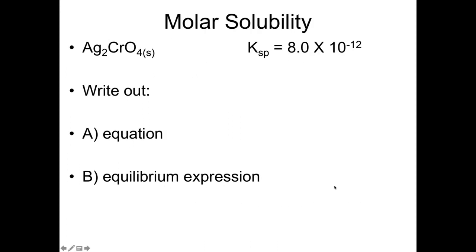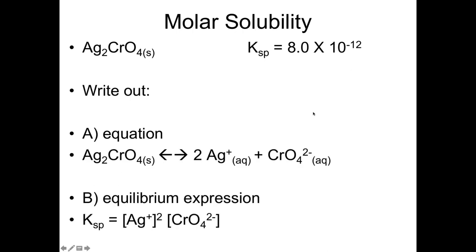Here's this item. We have Ag2CrO4, silver chromate. The KSP is 8.0 times 10 to the negative 12th. I want you to write out the equation for the equilibrium. Go and pause the video and do that, and then I'll restart it.